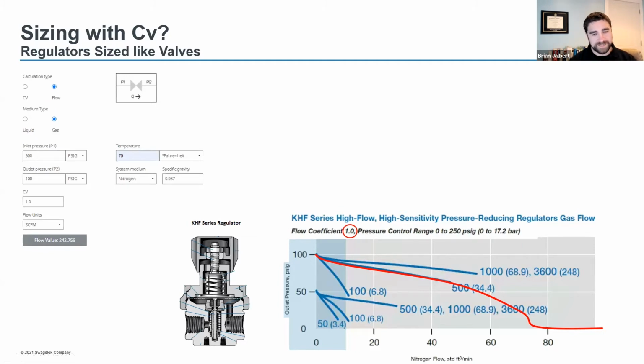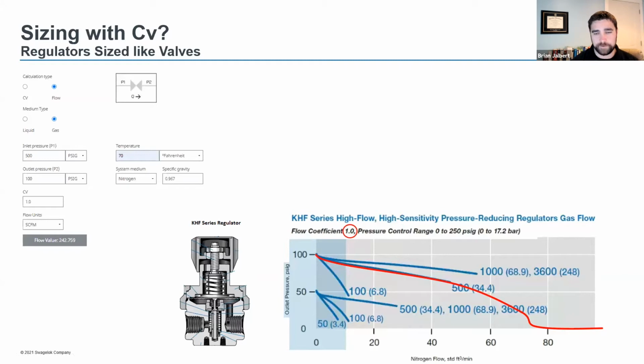So depending on the design of the regulator, it's going to determine how much of that CV rate you can actually use. We used to tell people to use about 30% of what your calculated CV rate is, but I'm going to show a few examples of why you really can't go by that and why we really want to use the flow curves for this.